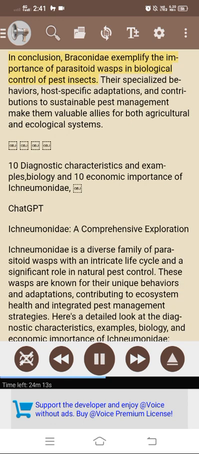In conclusion, these wasps exemplify the importance of parasitoid wasps in biological control of pest insects. Their specialized behaviors, host-specific adaptations, and contributions to sustainable pest management make them valuable allies for both agricultural and ecological systems.